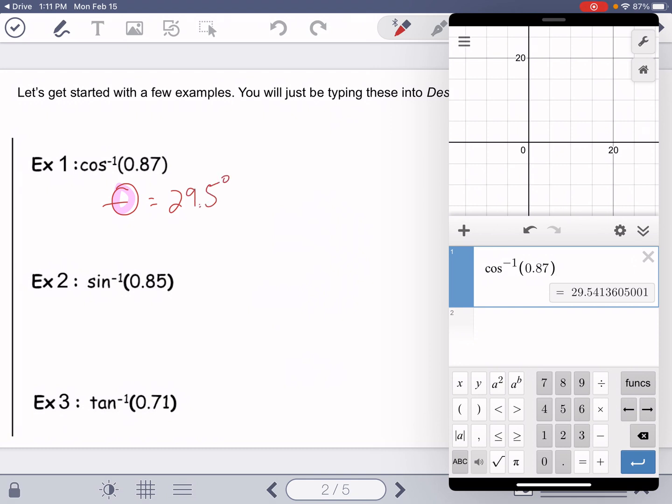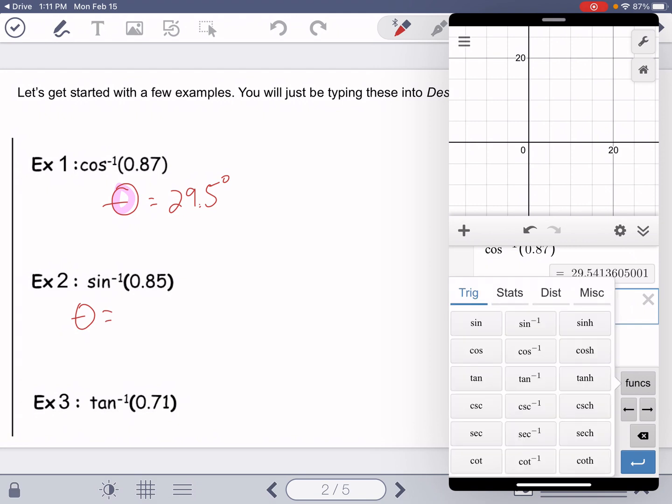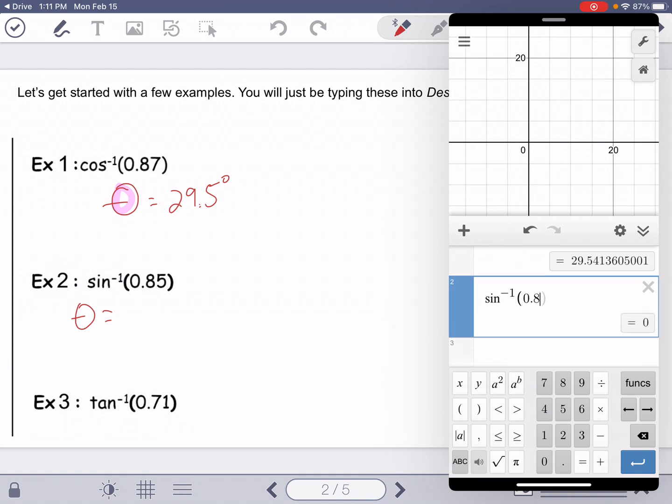All right. Next problem. Inverse sine is 0.85. So the sine is 0.85. So theta, I hit the functions, sine 0.85. And I get 58.2 degrees. I'm rounding these to the 10th. I don't think I said that in my directions, but that's what I'm rounding to.